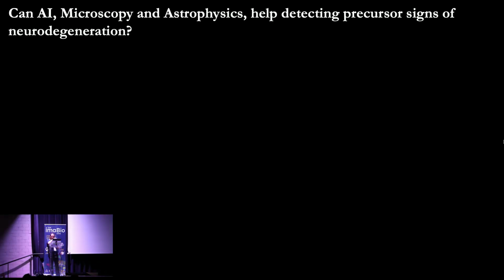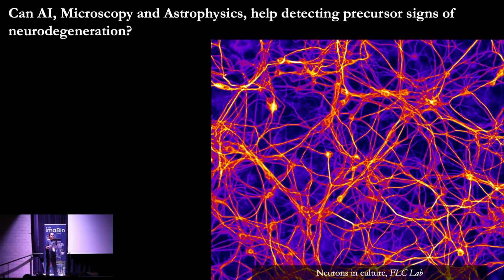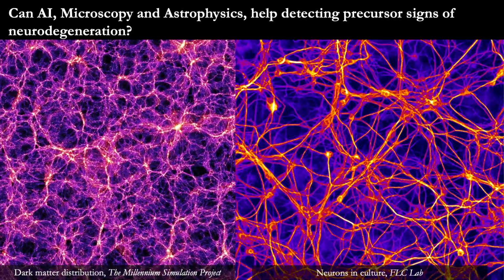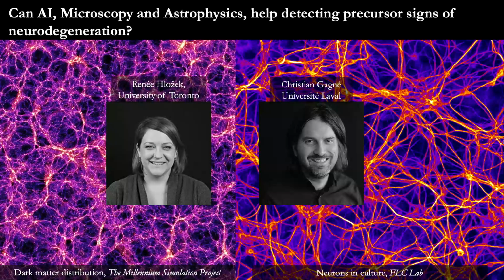And finally, we can use such concepts and work together with computer scientists and astrophysicists to develop approaches that are very well known in the field of astrophysics, but apply them to the field of microscopy. This is work with two colleagues, René, who is an astrophysicist, and Christian, who is a computer scientist. We are working on how we can translate our approaches developed in microscopy and combine them with approaches developed in astrophysics to detect early signs of neurodegeneration.